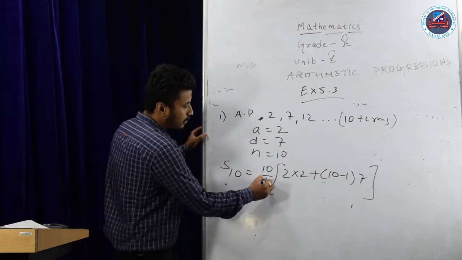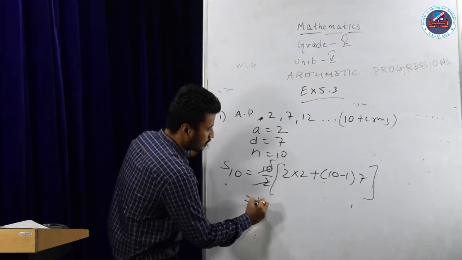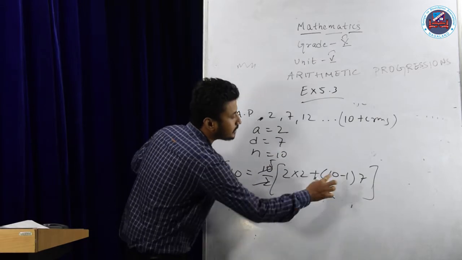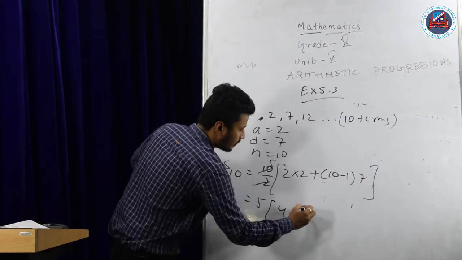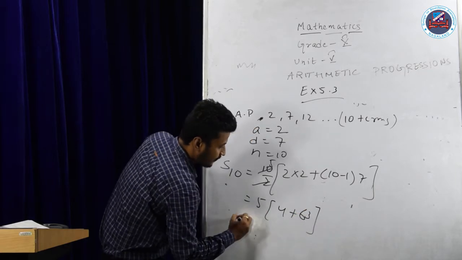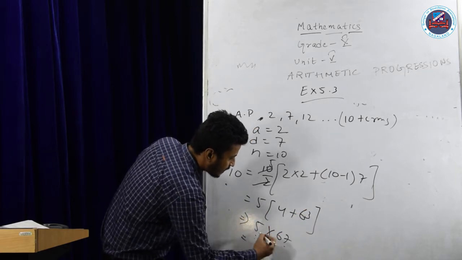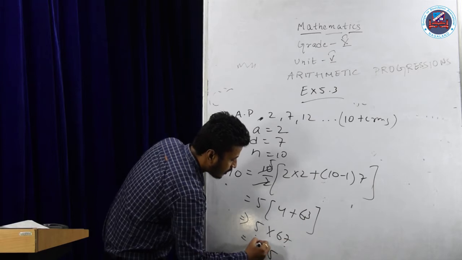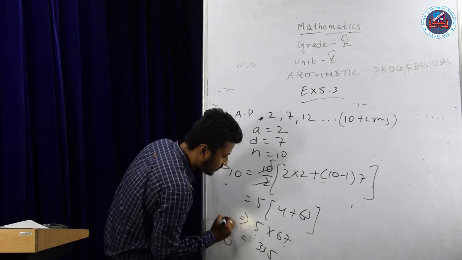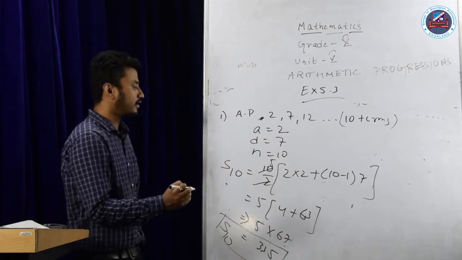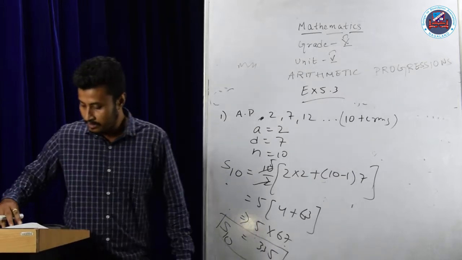Let's solve it now. 2 times 2 is 4, so 5 times (4 plus 10 minus 1, which is 9). 9 fives are 45. Final answer is what? 5 into 67. We get the answer, 5 times 67 is 335. So sum of 10 terms is how much? 335. This is your answer.